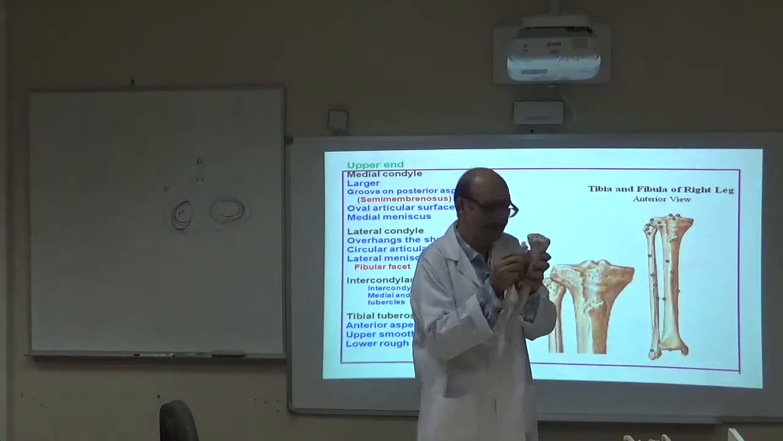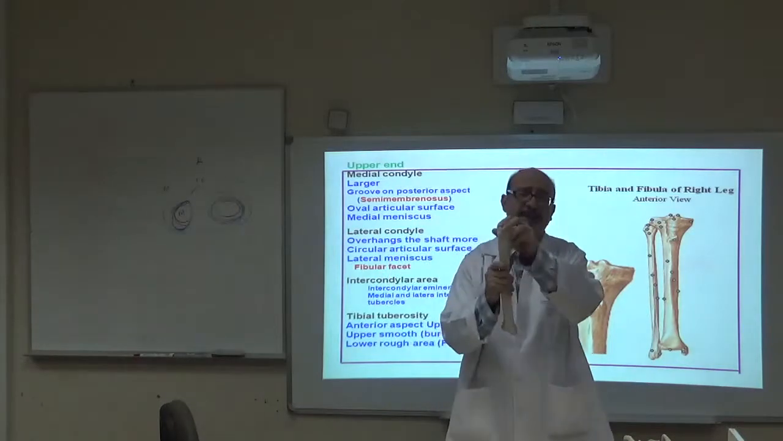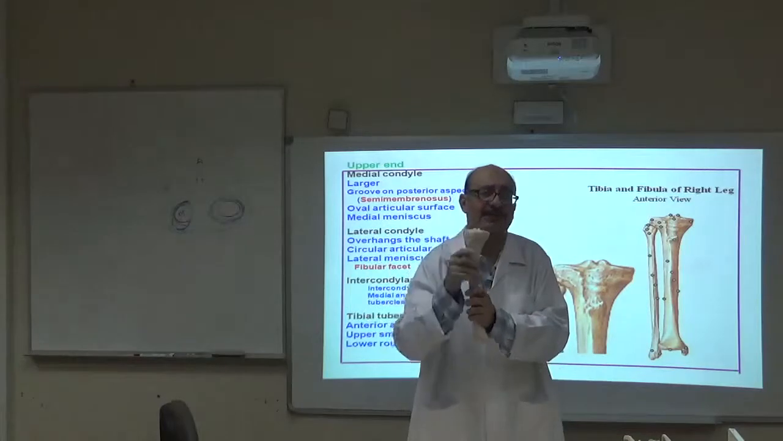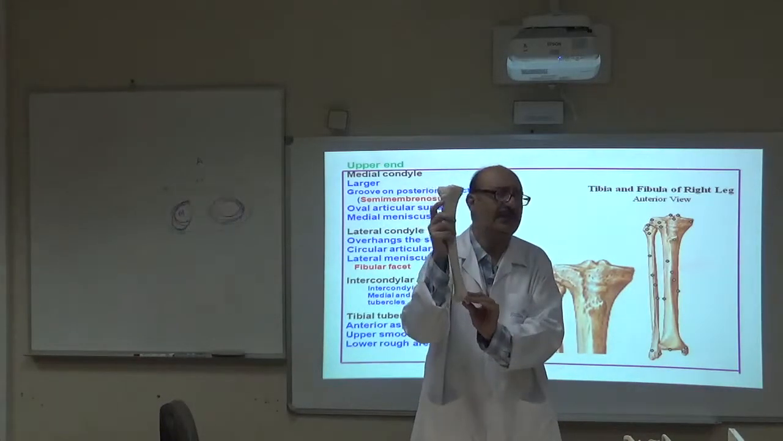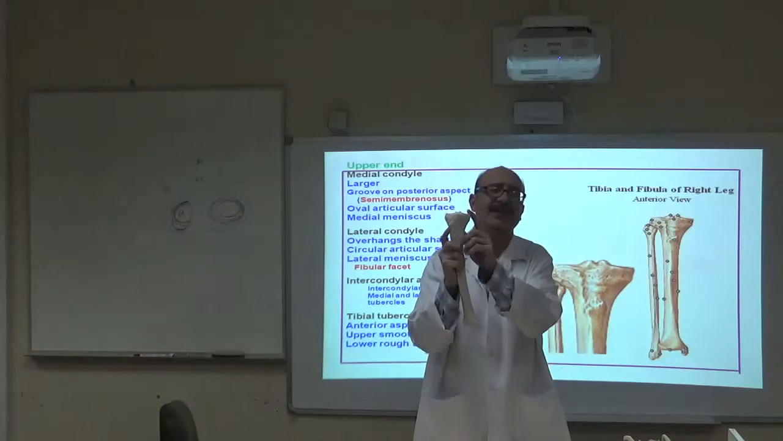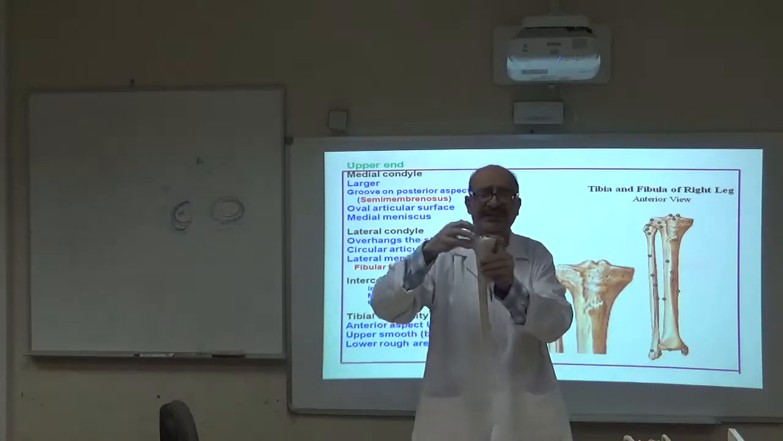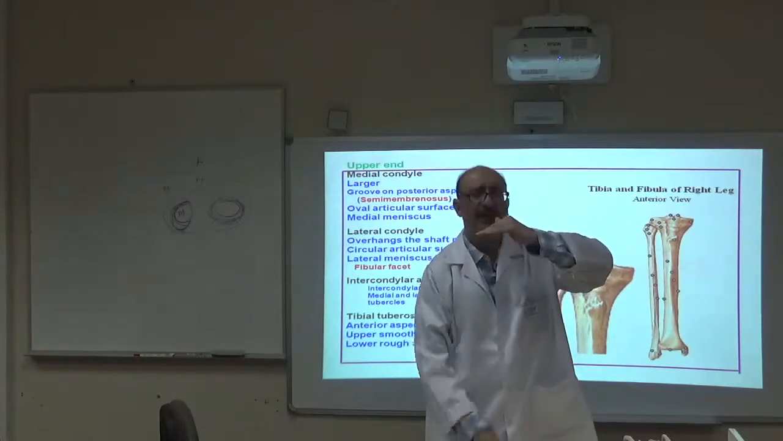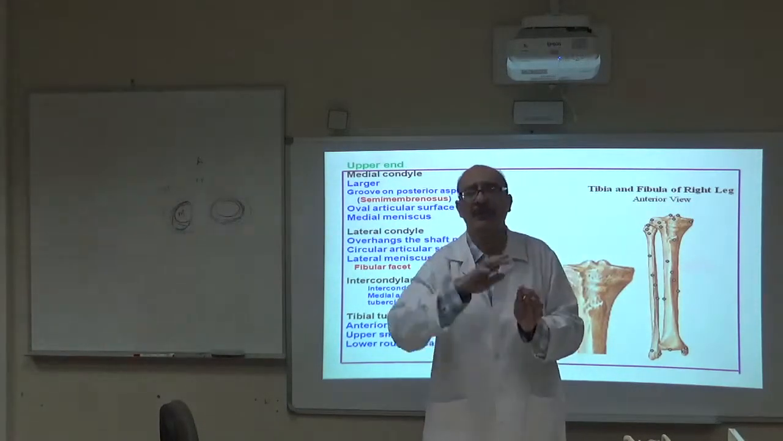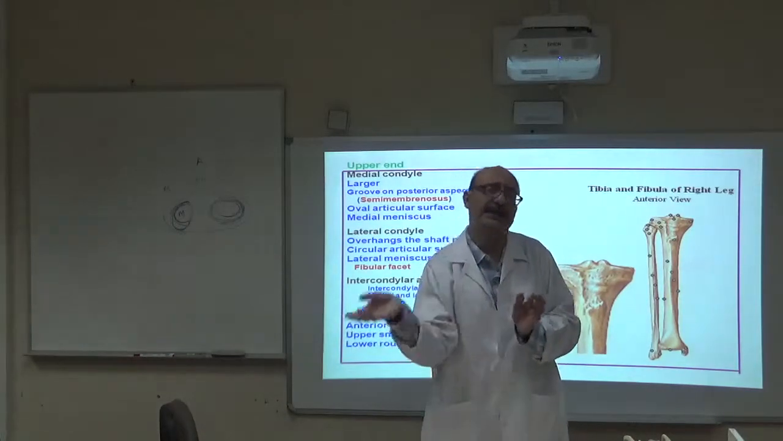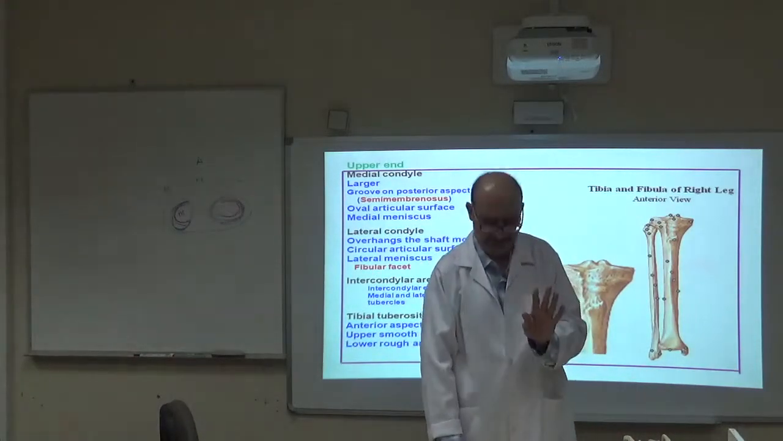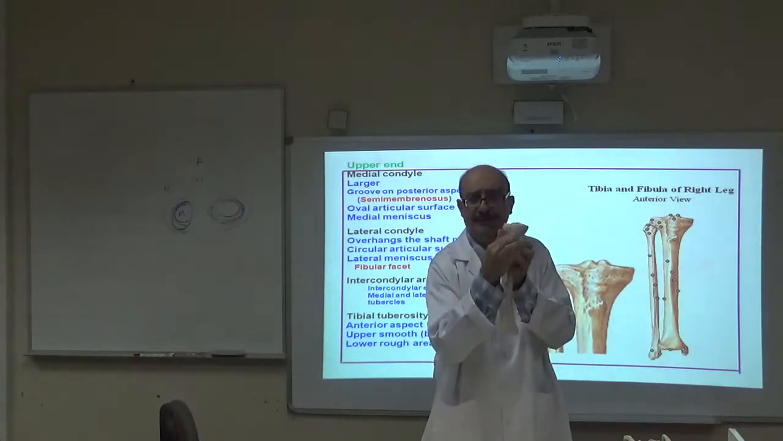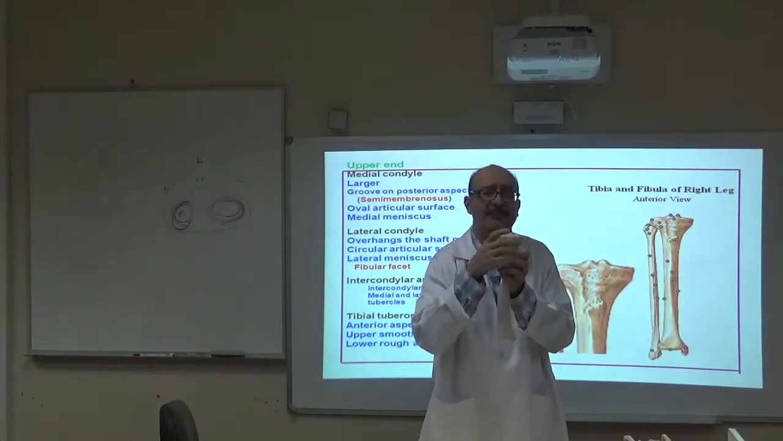Clear, Shiva? Again, this is the upper end. Upper end has three different structures. Number one, two condyles. Here is medial malleolus. Here is medial condyle. Then there is a lateral condyle. In between the condyles, there is some elevation. On the elevation, there are two tubercles. One is called medial intercondylar tubercle, another lateral intercondylar tubercle. Now, in front there is tibial tuberosity. This completes the upper end.